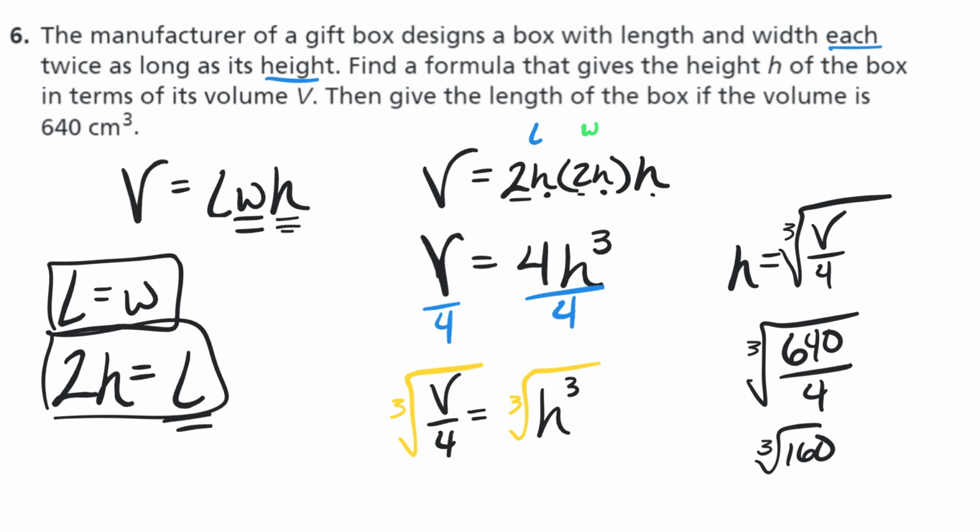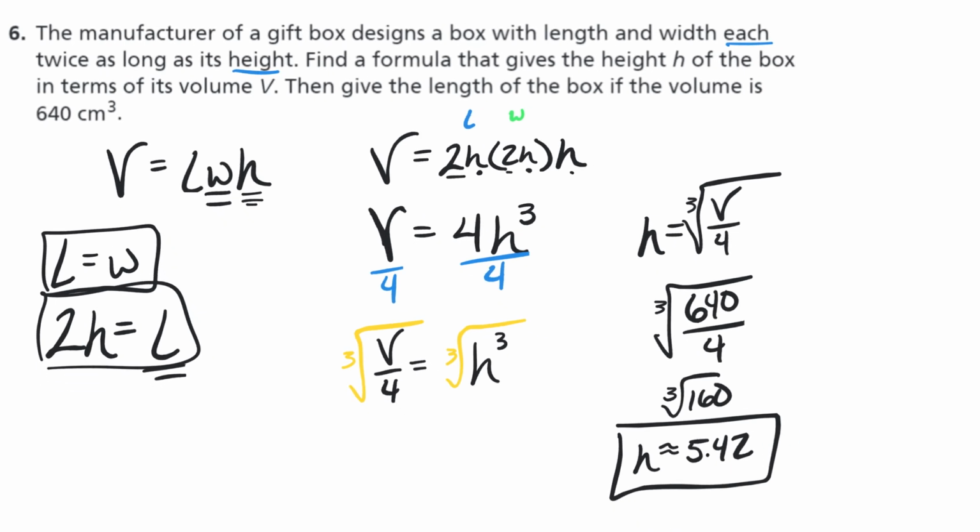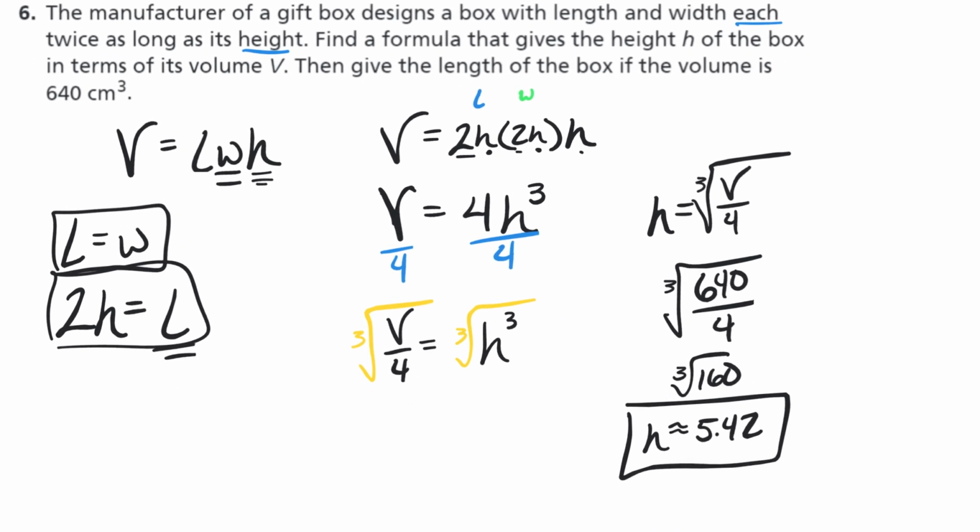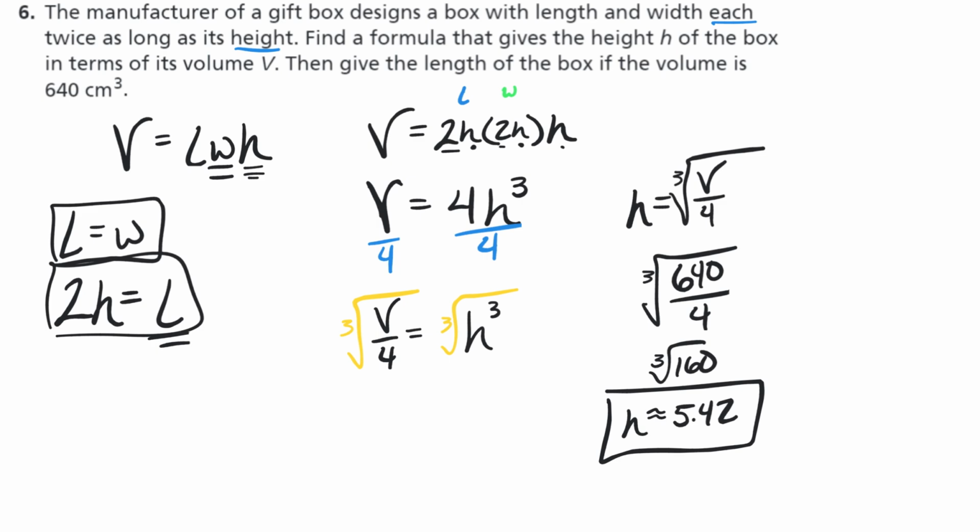And the cube root of that is a decimal, approximately 5.42. Now, this is one of those where we're in a little bit of trouble if we don't read. I did a lot of work, I did a lot of good work, but I haven't answered the question yet. The question says, then give the length of the box. I've given you the height of the box.